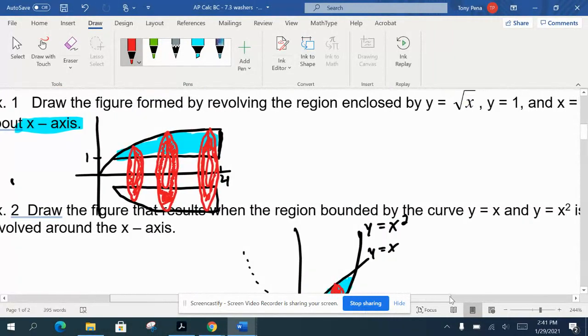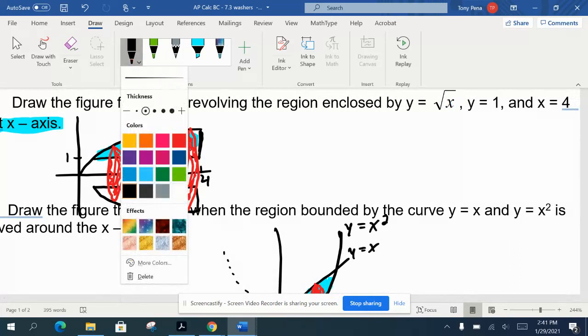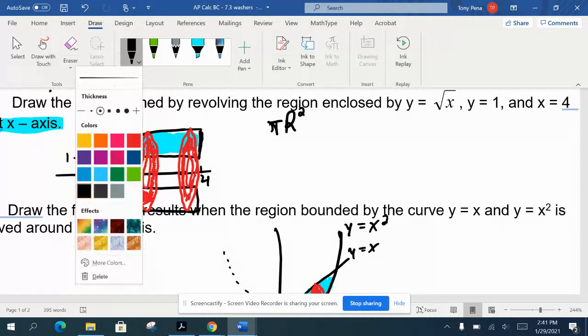So hopefully what you're now seeing is we have 2 circles. So instead of just the 1 circle like you would have done in the disc method, we now have 2 circles. So if we want to figure out what the washer is, what we would really want to do is to figure out what is the area of the big circle. So I'm going to use R to denote the bigger radius of the bigger circle.